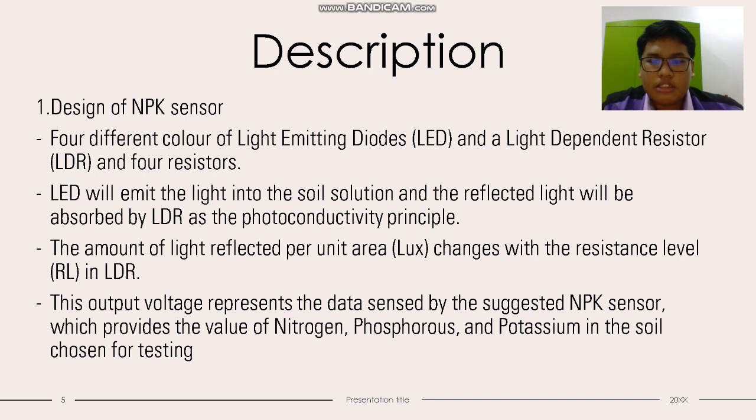This output voltage represents the data sensed by the suggested NPK sensor, which provides the value of nitrogen, phosphorus and potassium in the soil chosen for testing.